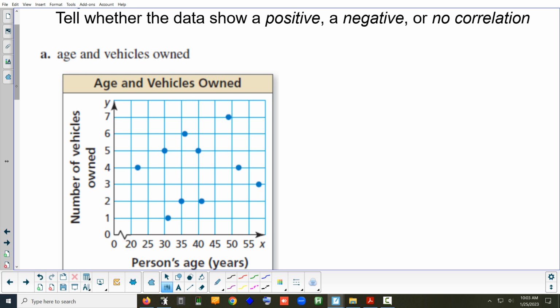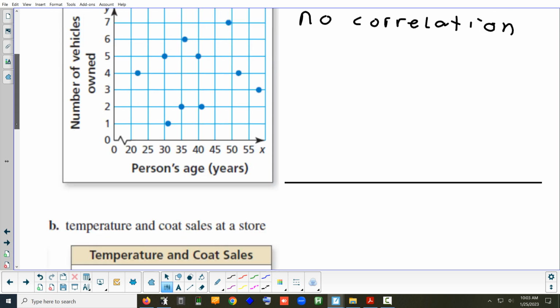So we have somebody who's older here, who's owned only 3 cars. Then we have somebody who's really young in their 20s and they've already owned 4 cars. So there's really no connection there. So what would we call this? Positive correlation, negative, or no correlation? Yeah, no correlation. There's no line that I could draw that would really go through these points. They don't line up in a line. Let's try this one.